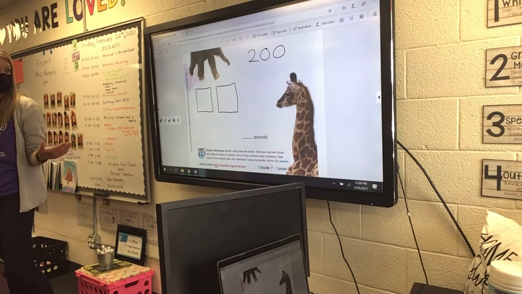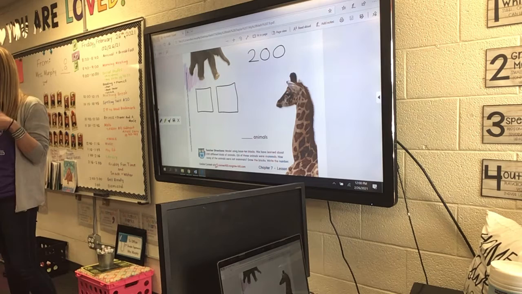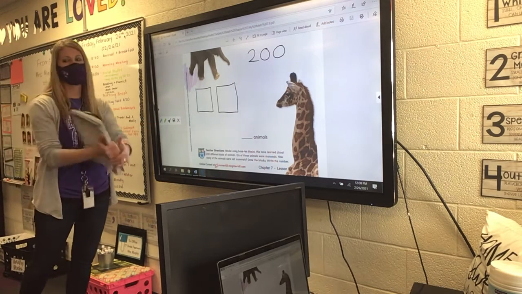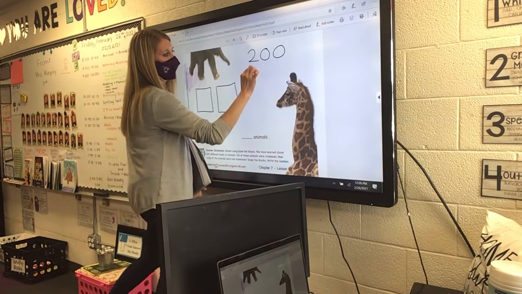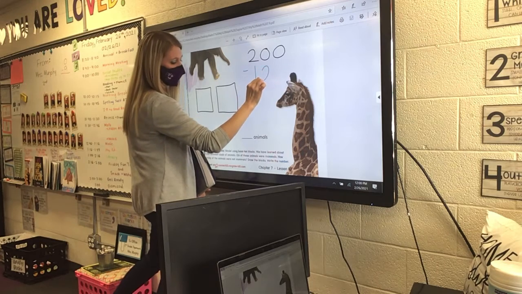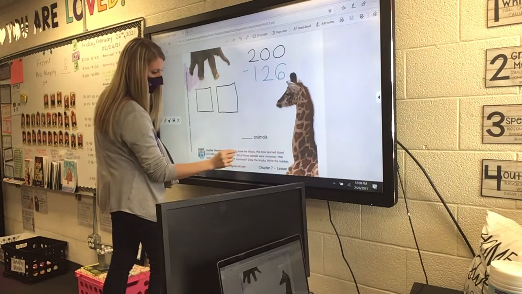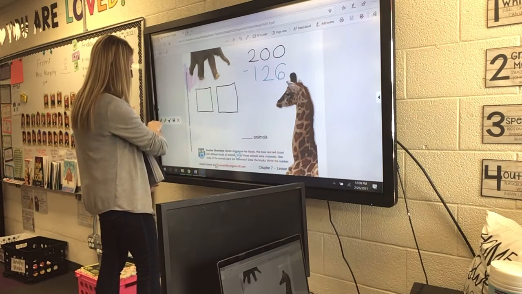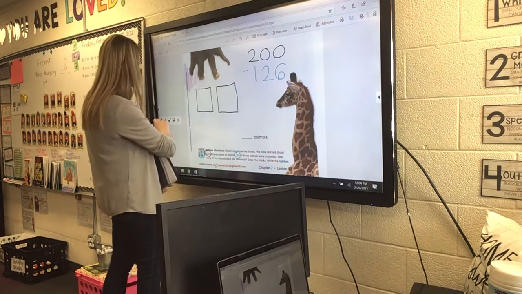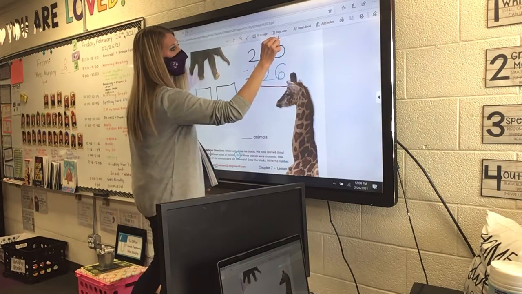126 are mammals. So we want to find out how many are not mammals. So we're going to take away those mammals. So, Ingrid, how many are mammals? 126, okay? And we can see that at the bottom there. Now, what I need to do is subtract, like I normally do. I'm going to start at the ones.